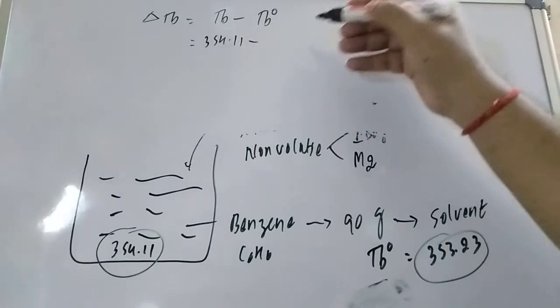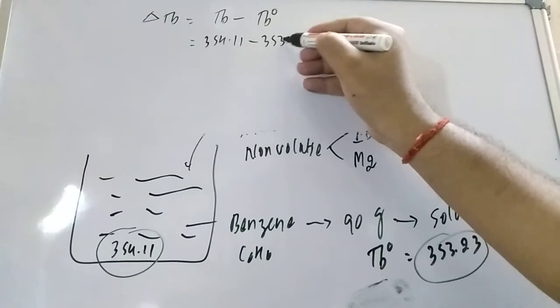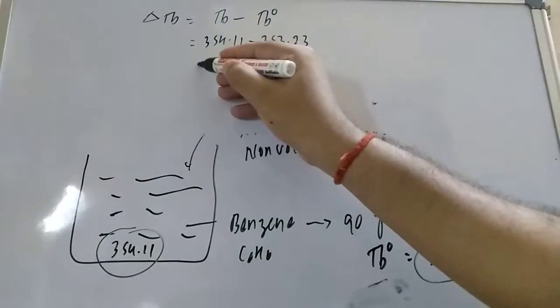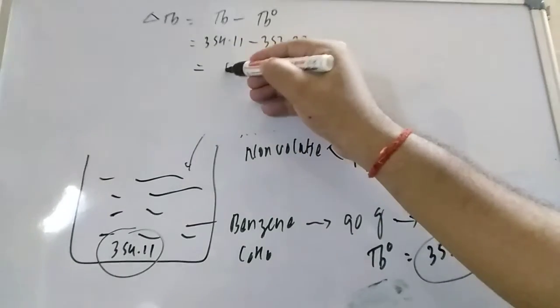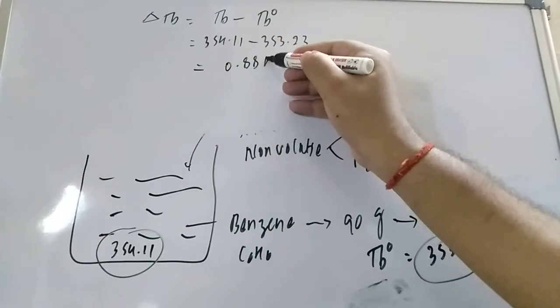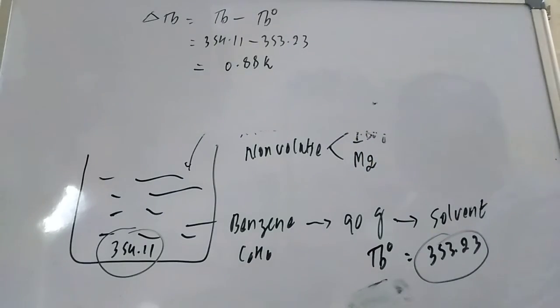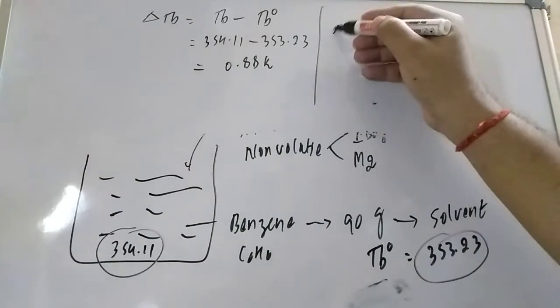354.11 minus 353.23. So now what will come here? If you are calculating, it will come, student, 0.88 Kelvin.